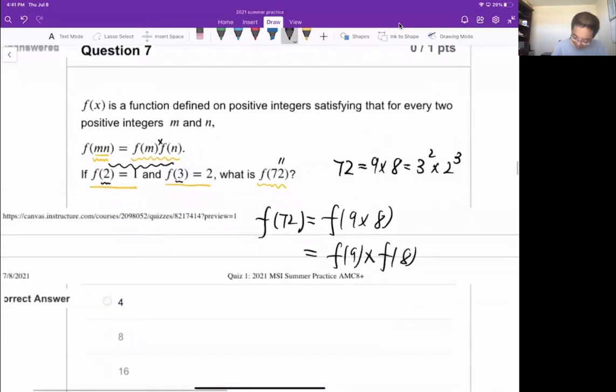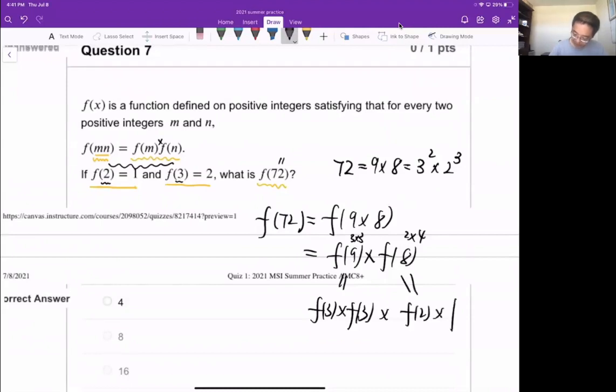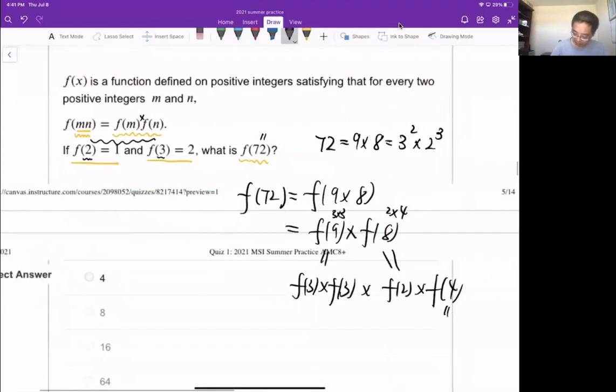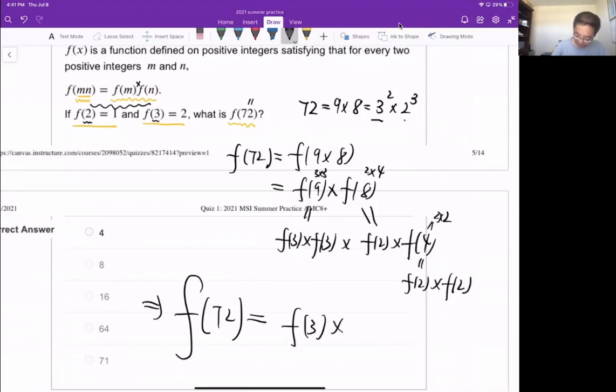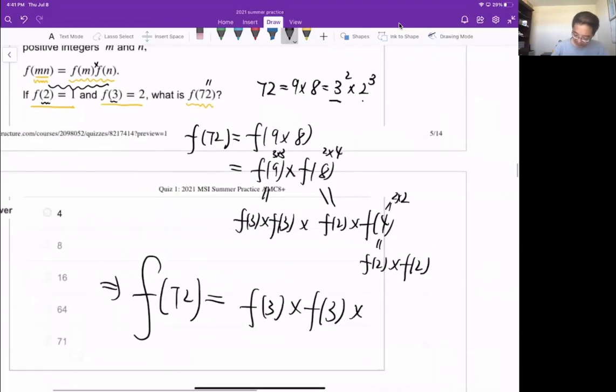All right, now f(9), this 9 is 3 times 3, right? So this one is just f(3) times f(3). And f(8), we can do one more step, 2 times 4, so this is f(2) times f(4). Well, but for f(4), we know that 4 is 2 times 2, so we can further write this as f(2) times f(2). Accordingly, if we collect all those together, 72 is 3 squared times 2 cubed. So we get f(3) times f(3) and times f(2) times f(2) times f(2).